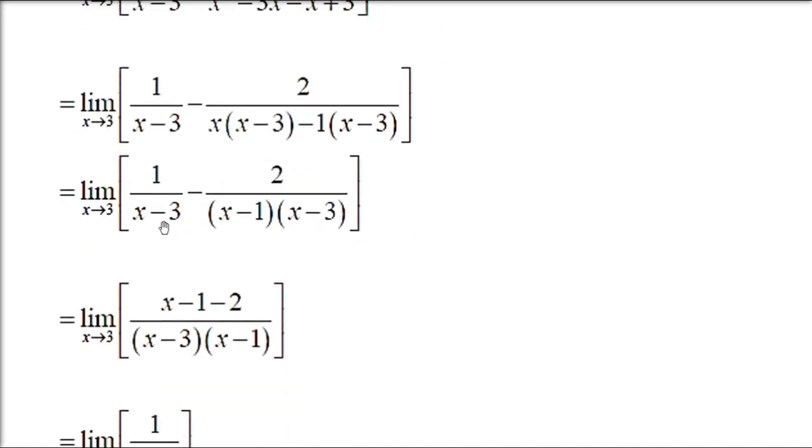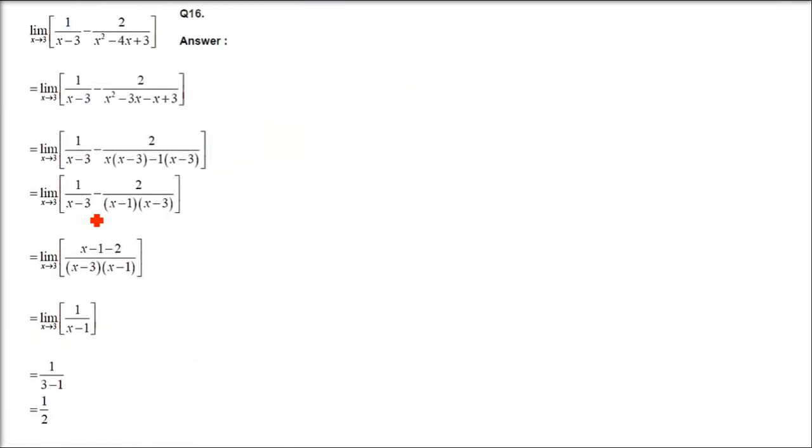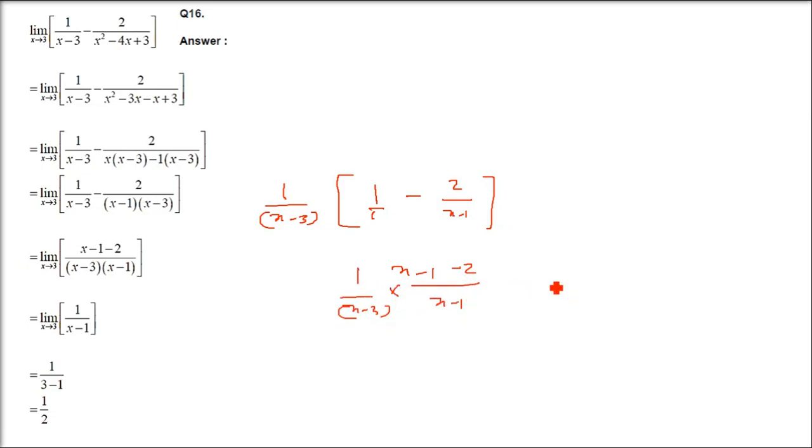When you have this x minus 3, you can take 1 by x minus 3 common. I'll just show you how we can make it easier. 1 by x minus 3 I am taking common. So you have 1 minus 2 by x minus 3, so x minus 1 will remain. You will get x minus 1 minus 2 by x minus 1. And if you see, the numerator is x minus 3, and in the denominator we already initially had x minus 3. So we have x minus 3 and x minus 3 here, and x minus 1.